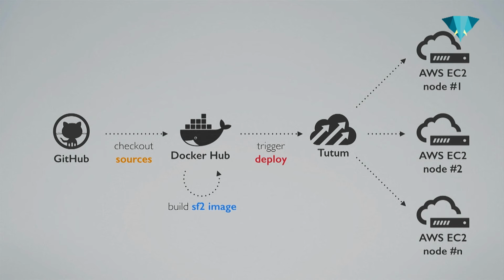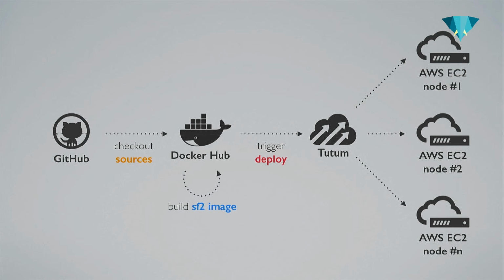In the setup I described, the whole continuous delivery process looks like this. We keep our sources on GitHub. After any change in the master branch, we run image rebuild on Docker Hub. Once it's done, we trigger the service redeploy on Tutum, and it populates it on our node cluster.